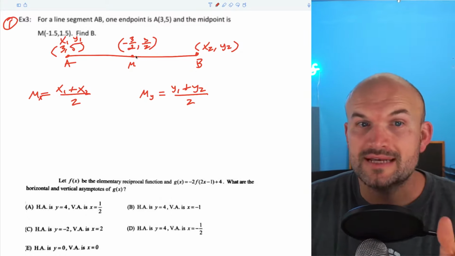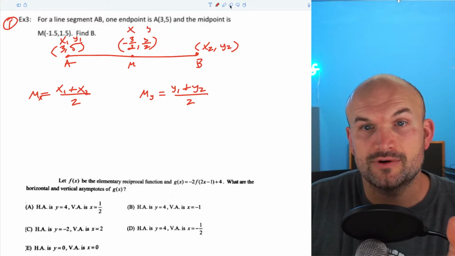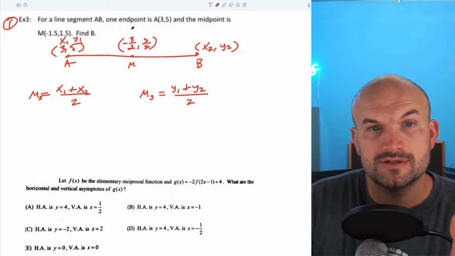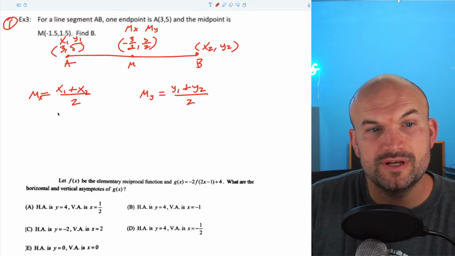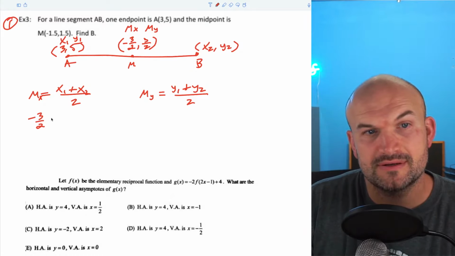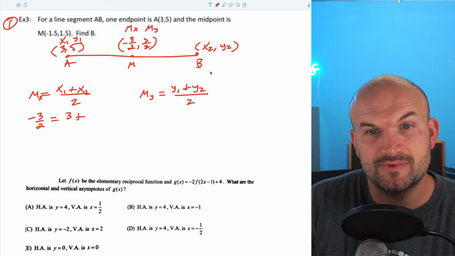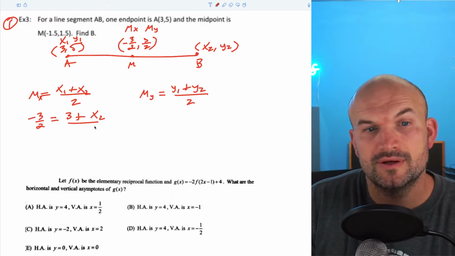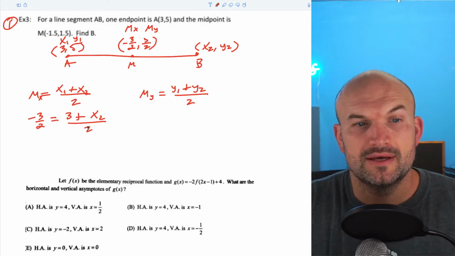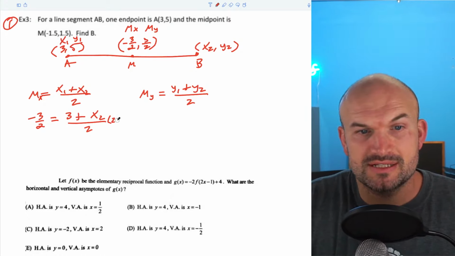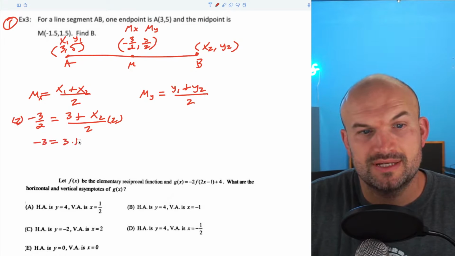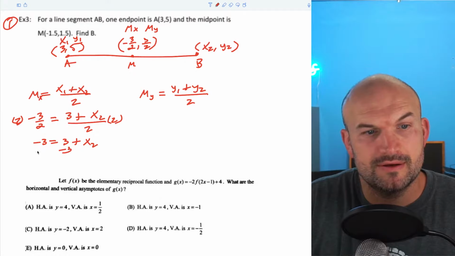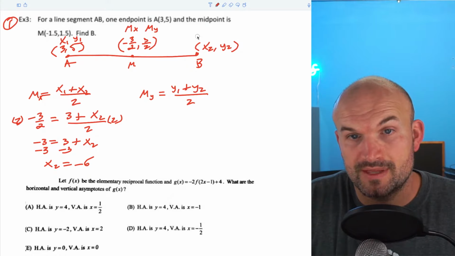All right, so now that's the X coordinate, that's the Y coordinate. Actually, let me rewrite it like this. So that is going to be my X coordinate and my Y coordinate for the midpoint. So we know that negative 3/2 equals X1 plus X2, which is our unknown, divided by 2. When we solve, you multiply by 2 on both sides. You get negative 3 equals 3 plus X2, subtract 3, and you get X2 is equal to negative 6.